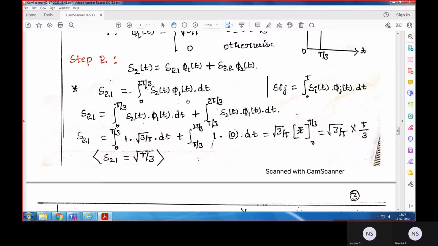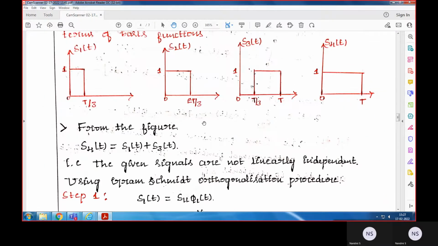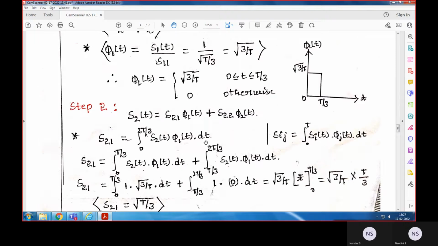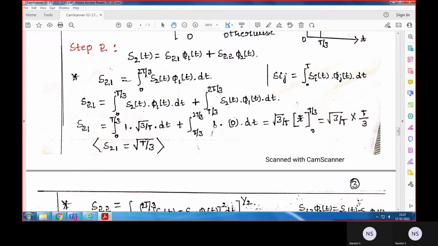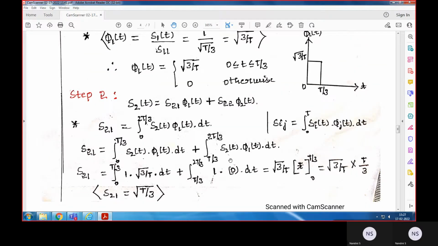And then we'll see the second integral, ranging from T/3 to 2T/3. From T/3 to 2T/3, the value of the energy signal S2(t) is 1. So I have taken the same 1. And φ1(t) in the duration T/3 to 2T/3: φ1(t) exists only in the duration 0 to T/3 and it is 0 for other durations. So that's why it is 0.